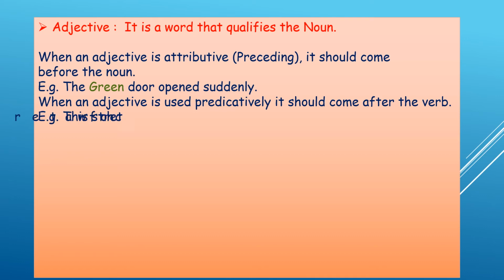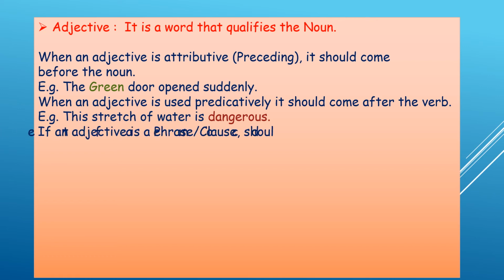Here is the example. This stretch of water is dangerous. You can see the verb is. After the word is, automatically the adjective has come, dangerous. So this stretch of water is dangerous. Here is is the verb and dangerous is the adjective. So now it is clear that an attributive adjective will come before the noun, and a predicatively used adjective comes after the verb.